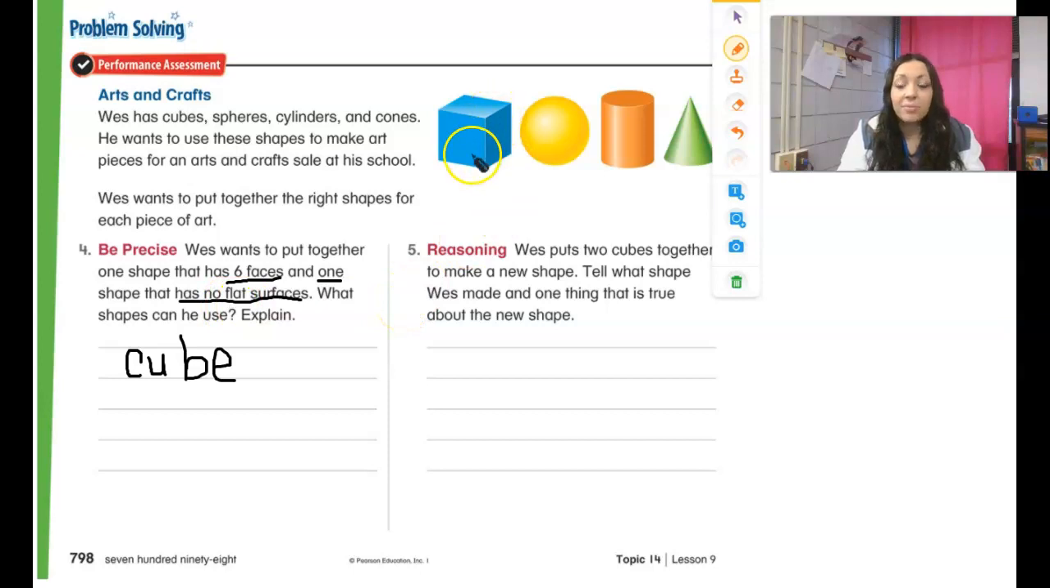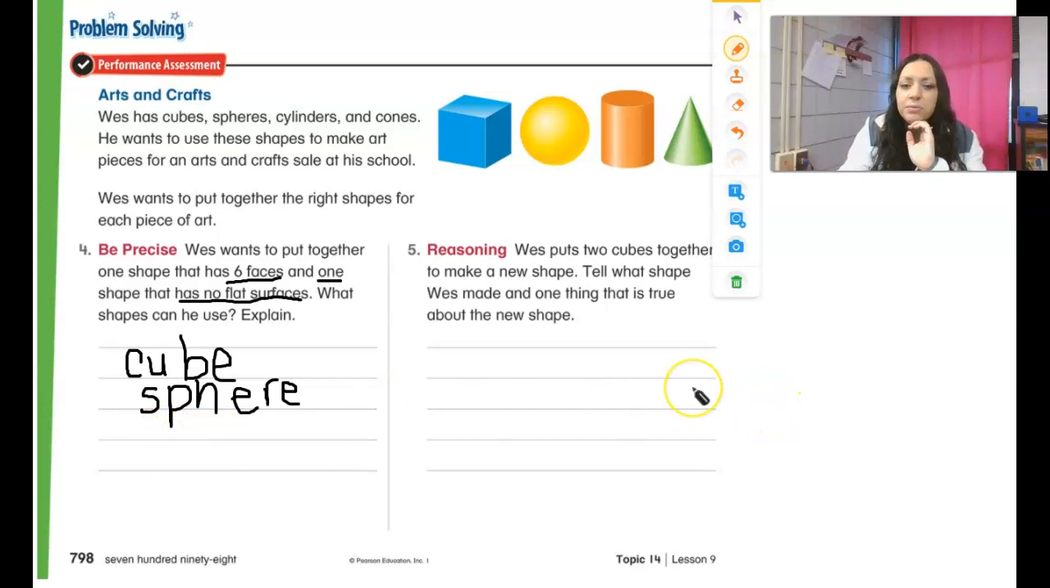Okay, it can't be a cube because the cube has all these different flat surfaces. What about the sphere? Yes, the sphere has no flat surfaces. So I'm going to write a cube and a sphere is what we would use. I want you to listen to this word sphere. It has that digraph ph that we just talked about. That ph makes the sound.